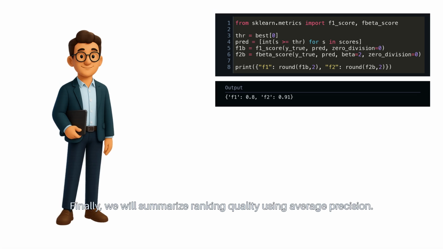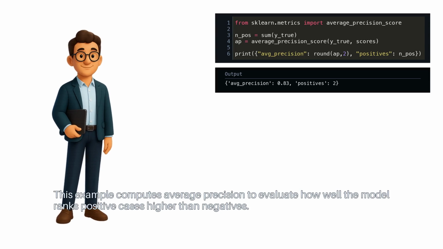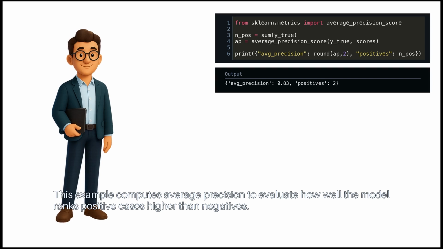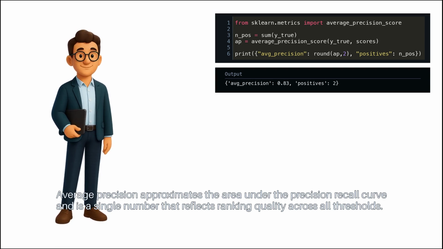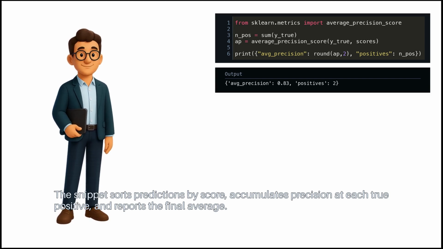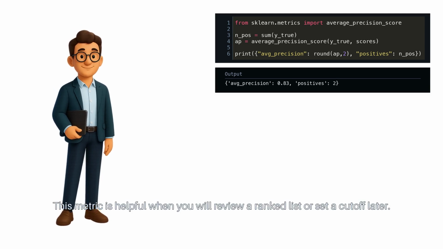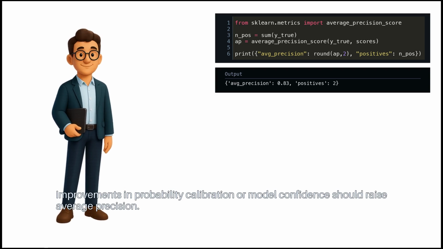Finally, we will summarize ranking quality using average precision. This example computes average precision to evaluate how well the model ranks positive cases higher than negatives. Average precision approximates the area under the precision recall curve and is a single number that reflects ranking quality across all thresholds. The snippet sorts predictions by score, accumulates precision at each true positive, and reports the final average. This metric is helpful when you will review a ranked list or set a cutoff later. Improvements in probability calibration or model confidence should raise average precision.